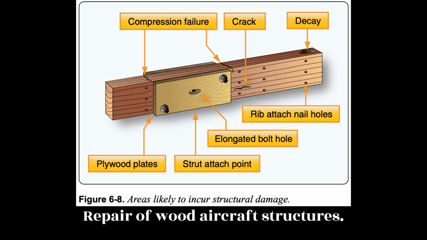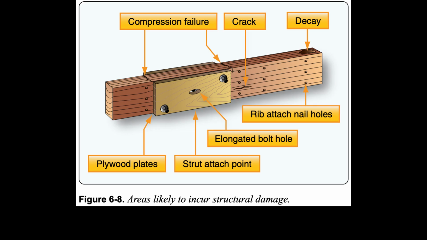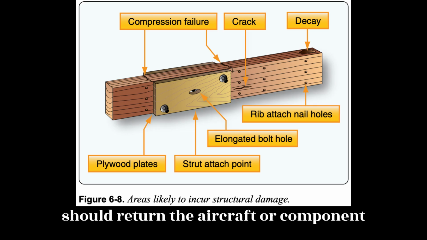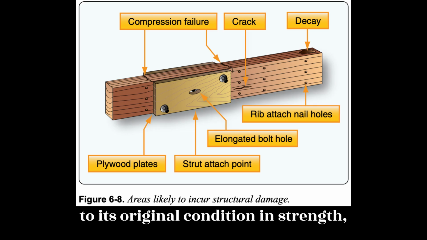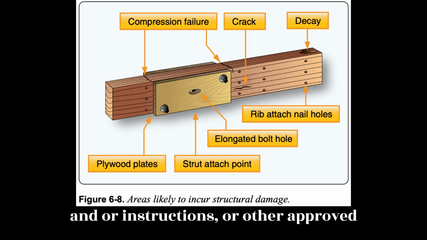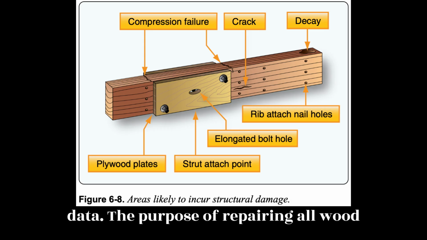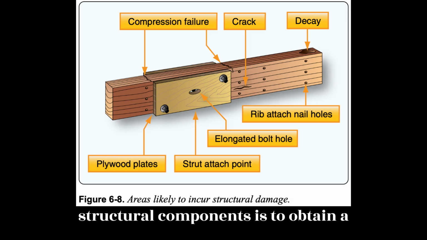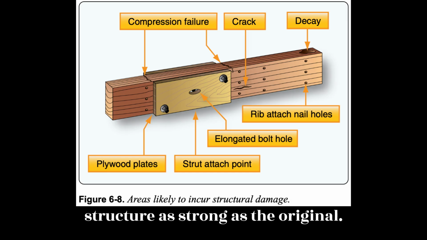Repair of wood aircraft structures. The standard for any repair is that it should return the aircraft or component to its original condition in strength, function, and aerodynamic shape. It should also be accomplished in accordance with the manufacturer's specifications and/or instructions, or other approved data. The purpose of repairing all wood structural components is to obtain a structure as strong as the original.